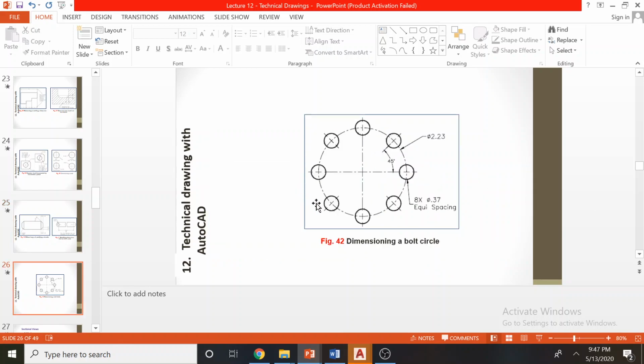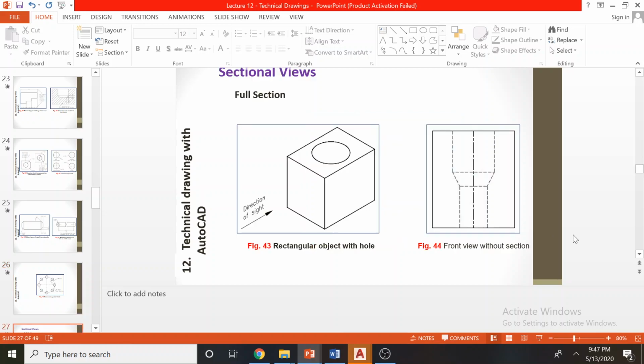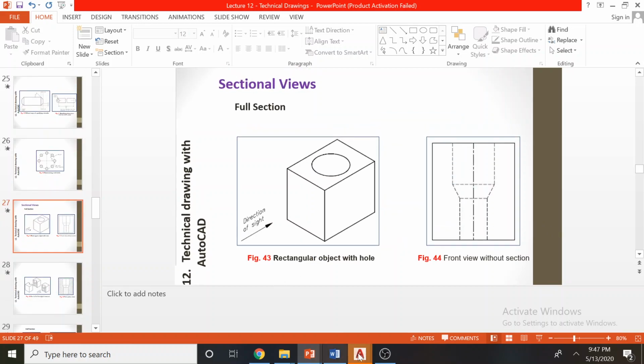And when it comes to a bolt circle, these are the ways of representing it. We can give the angle to one instance, the PCD, the pitch circle diameter, the diameter of one instance, and how many instances. So those are the fundamentals of dimensioning.